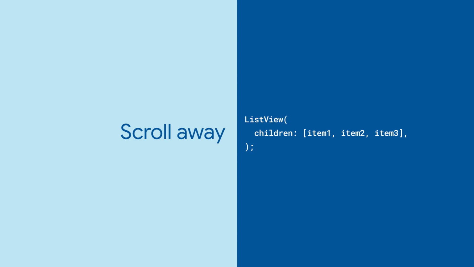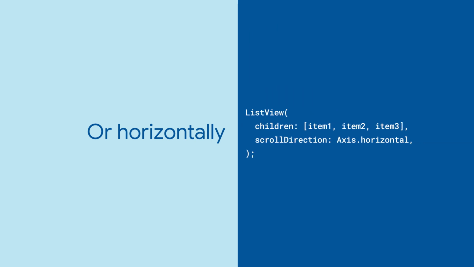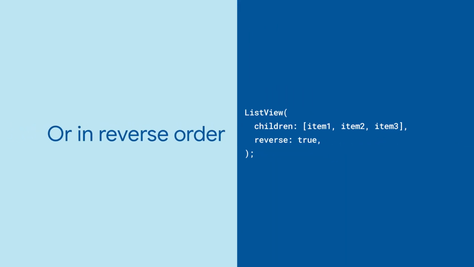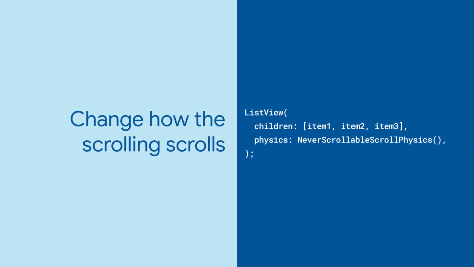Well, it's all customizable. Don't like how it scrolls vertically? Change the scroll direction to horizontal. Or just keep it vertical. Prefer a bottom-up approach? Just set reverse to true. Want the list to never be scrollable? Then make it so with never scrollable scroll physics.